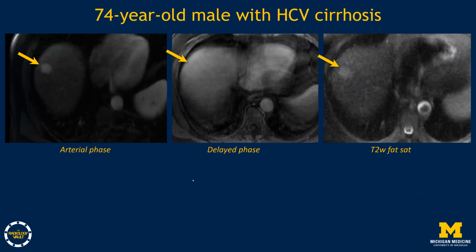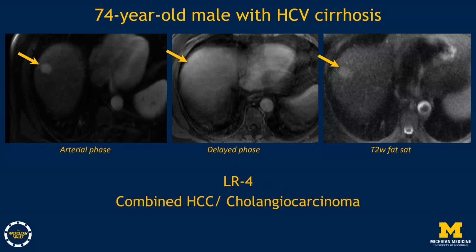Here I have another example. We have a 74-year-old male with HCV cirrhosis. You can see this is non-rim arterial phase hyperenhancement. There is no washout. There is T2 signal. So this was called an LR4. LR4 observations fall into the bucket of biopsy. This was biopsied and turned out to be a combined HCC and cholangiocarcinoma.